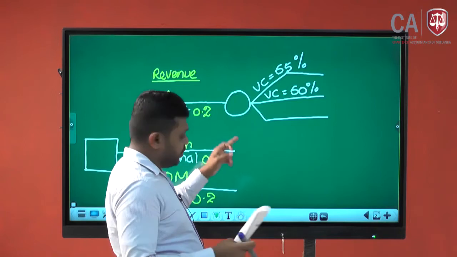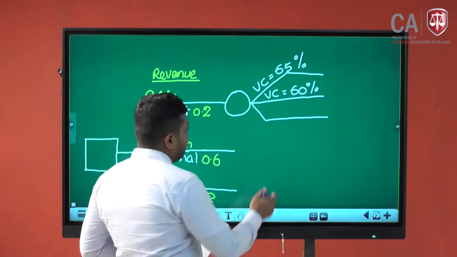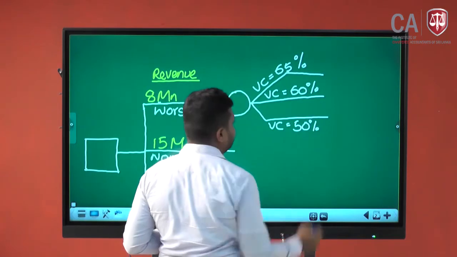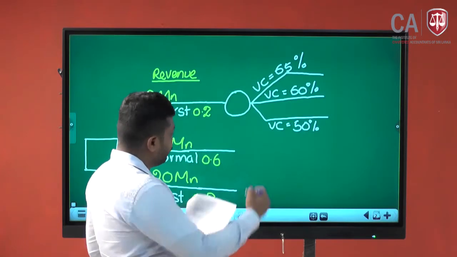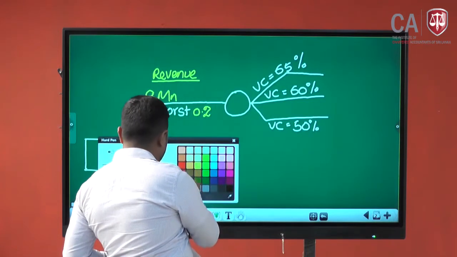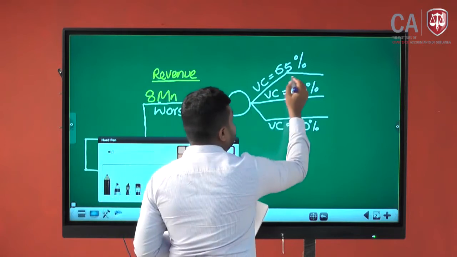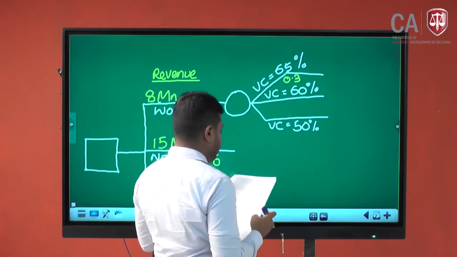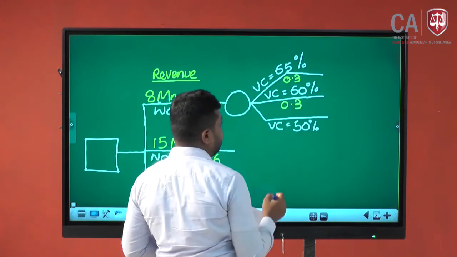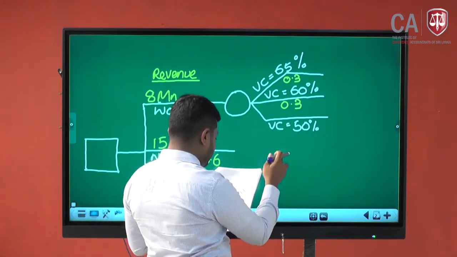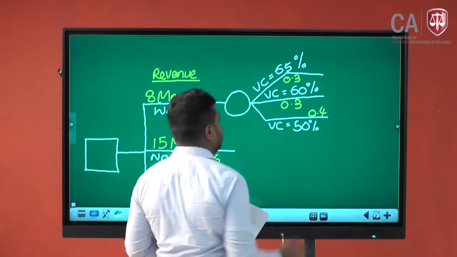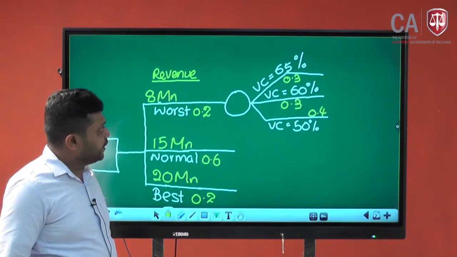The other option, variable cost reduced to 50%, variable cost equal to 50%. Then if you look at the probabilities, variable cost equal to 65% has been assigned a probability of 0.3. Variable cost equal to 60%, probability is 30%, right. Variable cost reduced to 50% has a probability of 0.4, that means 40%. Those are the probabilities, right.